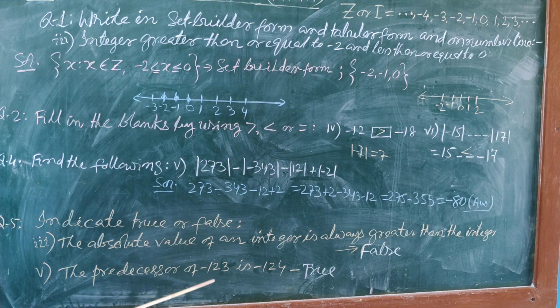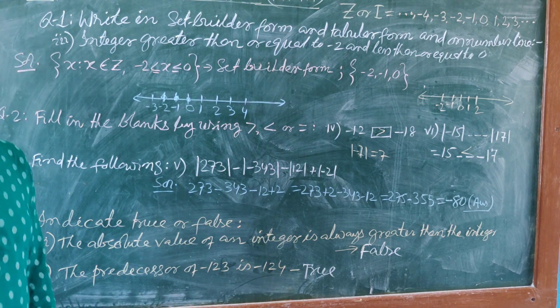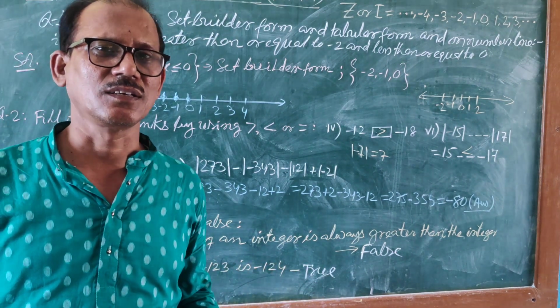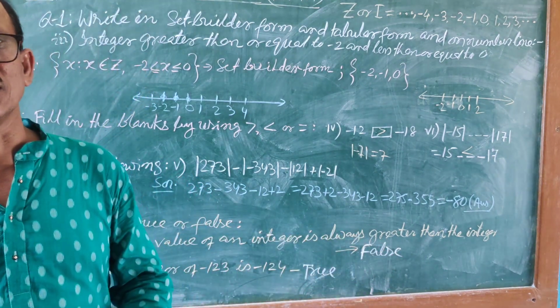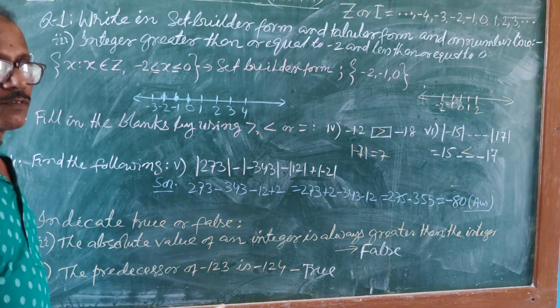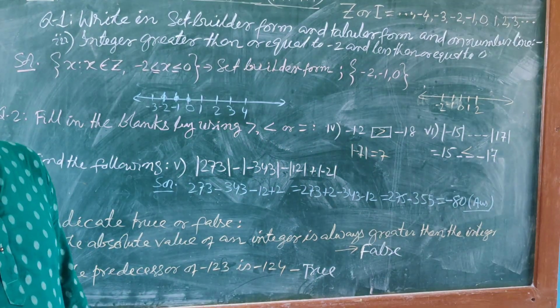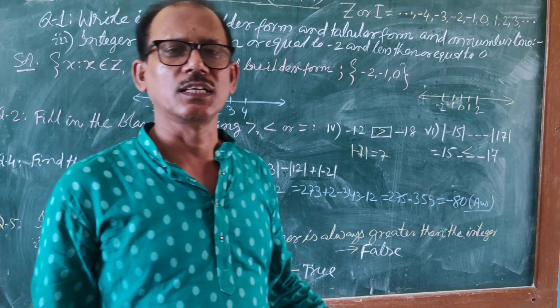Now the predecessor of minus 123 is minus 124. The predecessor is the previous integer, isn't it? The predecessor is the previous integer, which means if you subtract 1 from the integer, you will find the predecessor. If you add 1, you will find the successor.